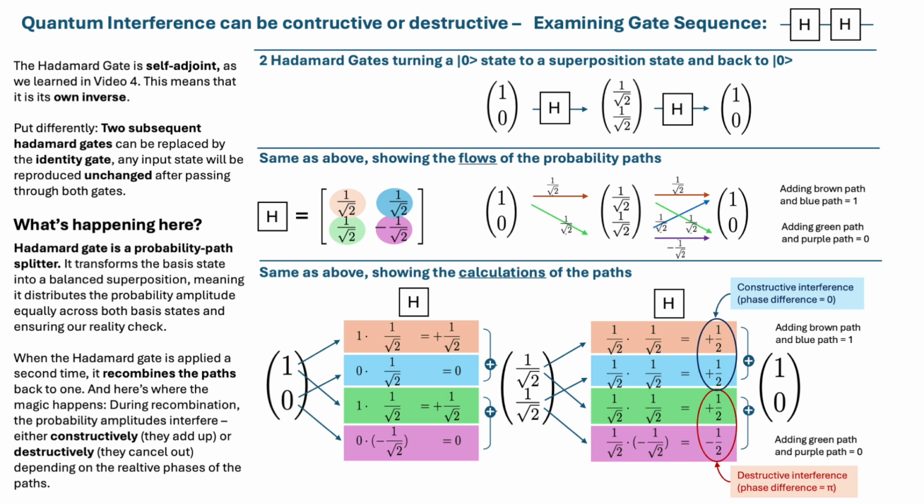What's happening here? The Hadamard gate splits the probability paths. It converts the basis state into an equal superposition, distributing the probability amplitude across both basis states. When applied a second time, it recombines the paths, causing the probability amplitudes to interfere, either constructively, adding up, or destructively, cancelling out, based on the relative phases.